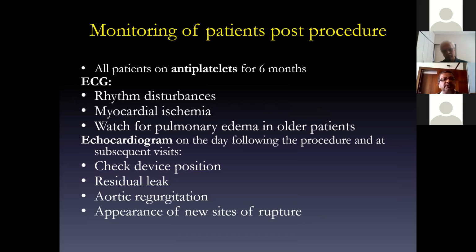So monitoring of the patient: all patients are on antiplatelets for 6 months. It varies whether it's dual antiplatelet or single antiplatelet. The standard thing is a single antiplatelet. Sometimes in an elderly patient, we give dual antiplatelet agents. There is no fixed regimen. There are no proper guidelines for this, but antiplatelets are necessary.